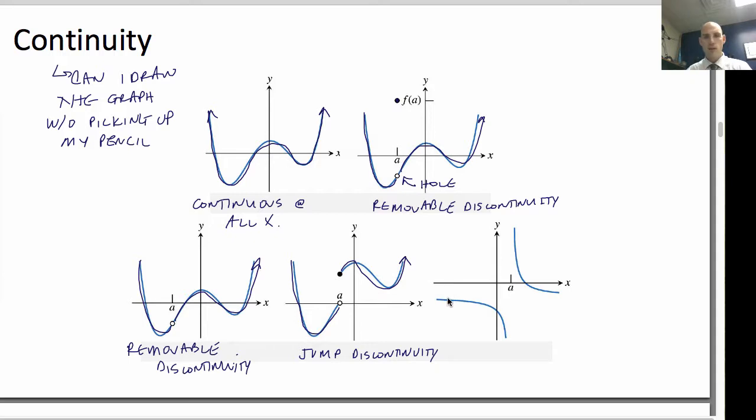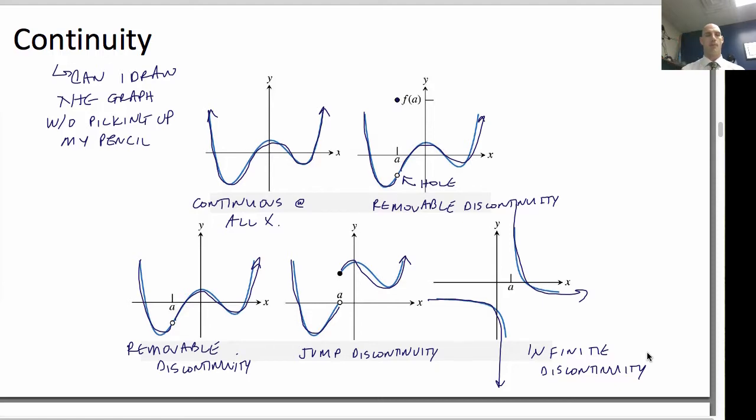Okay, this one. See how it drops off into infinity there and it comes from infinity? This is called an infinite discontinuity. An infinite discontinuity has this situation where an asymptote takes my graph to infinity, but I can't keep drawing. So it goes down and then I've got to pick it up and start at the top. So can I draw it without picking up my pencil?